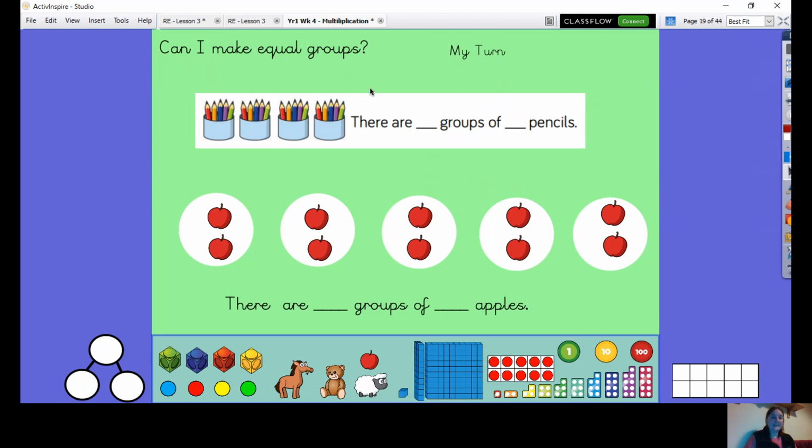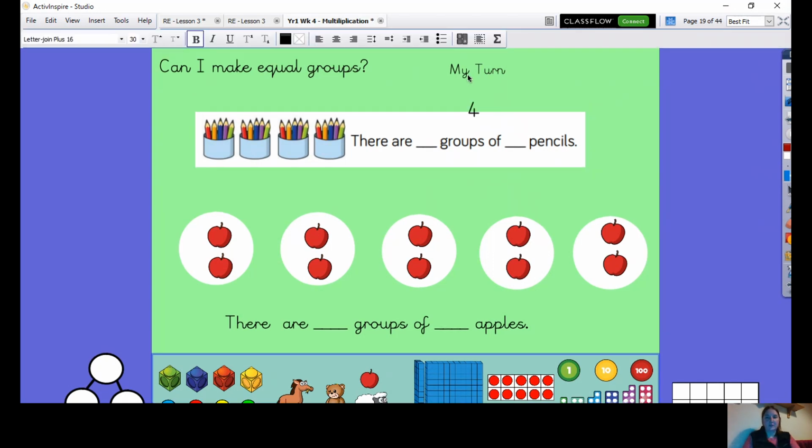Okay, so this is my turn. So I've got some groups here. I've got my pots acting as a group. So how many pots have I got? So I've got 1, 2, 3, 4. So I've got 4 pots or groups.